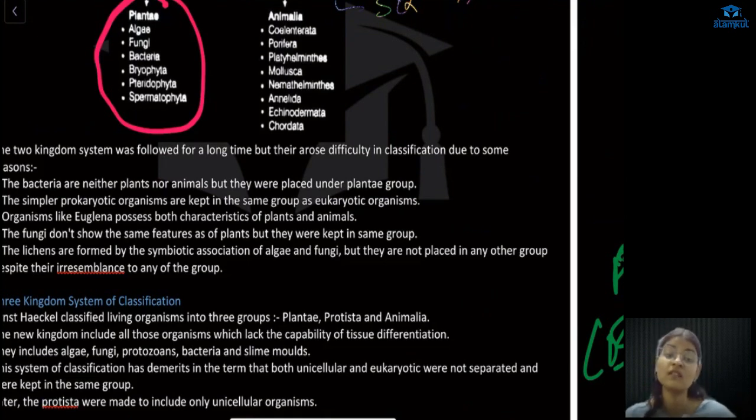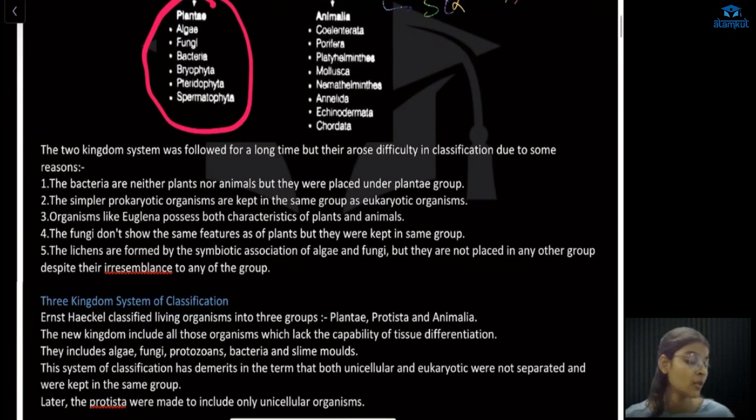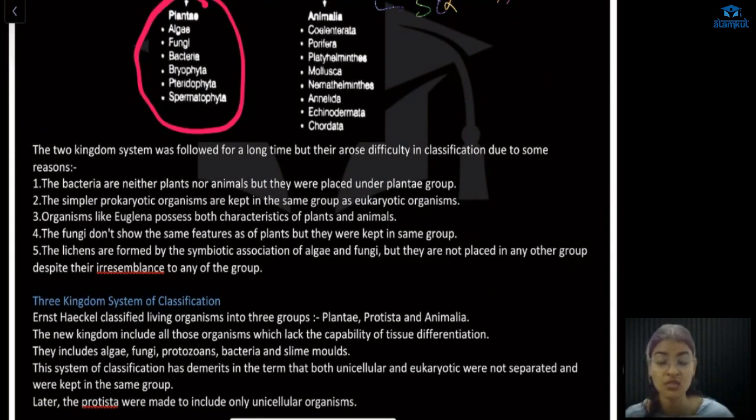Okay, they were just kept randomly in Plantae and Animalia group, and this was followed for a long period of time. But as studies grew and scientists continued to study, then came the three kingdom system of classification. But before going to the three kingdom system, we will see what are the demerits of these two systems of classification. So what are the demerits?